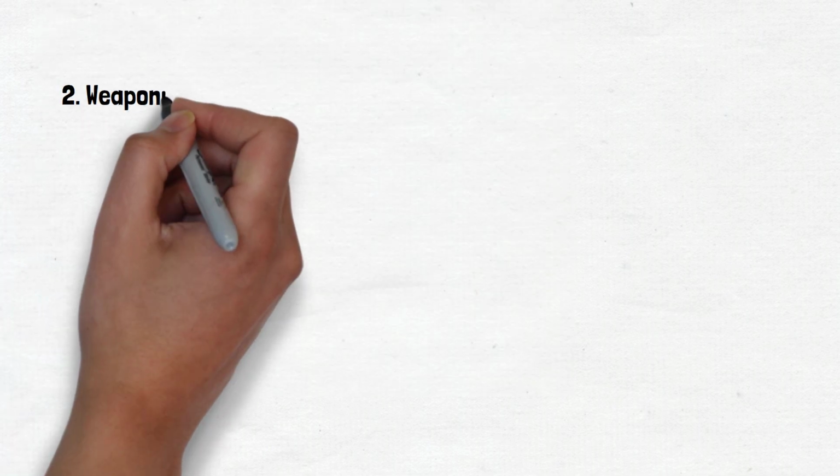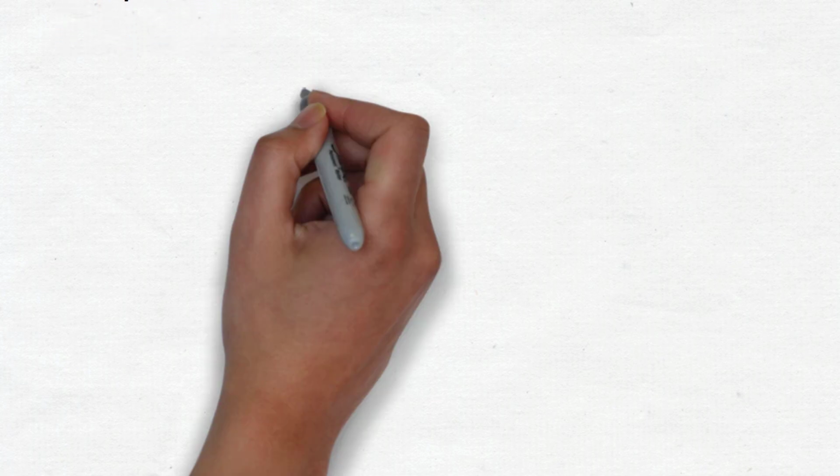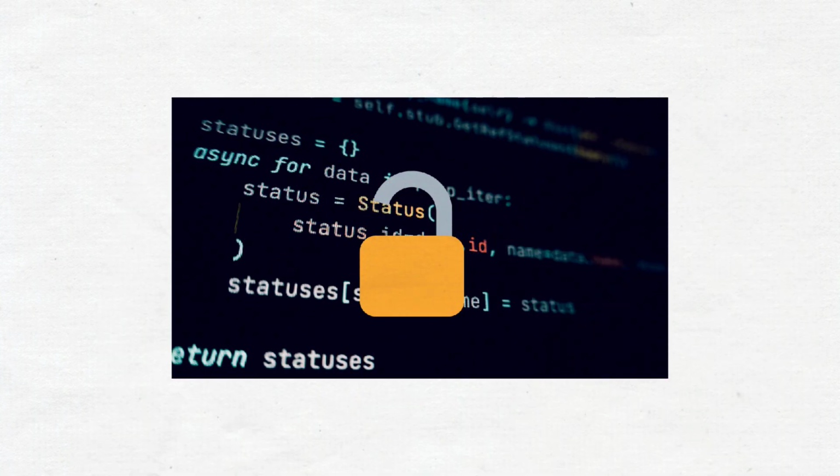Number 2 is weaponization. This is where the attacker creates a weapon or exploit based on the information gathered in the reconnaissance phase. It could be malicious code or a crafted document designed to exploit vulnerabilities.